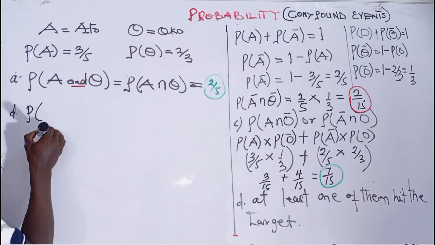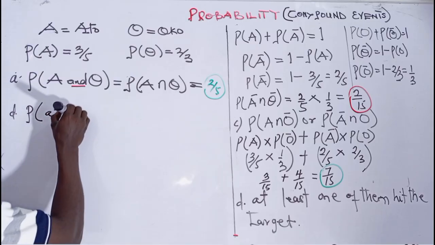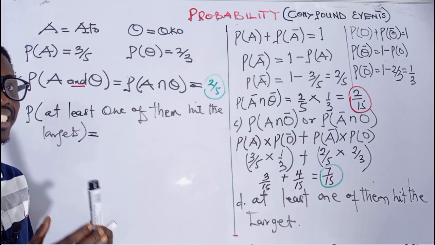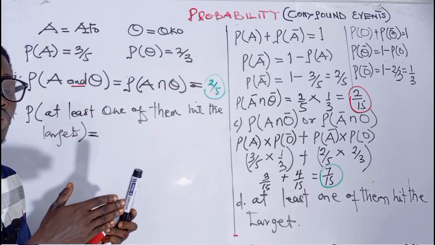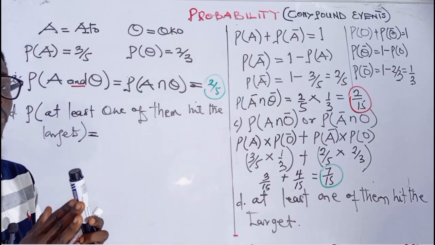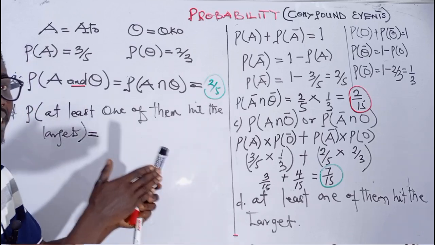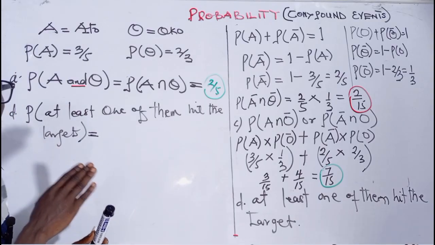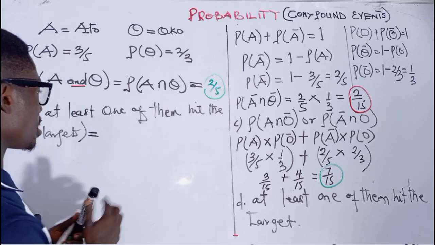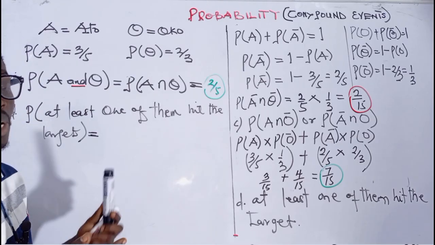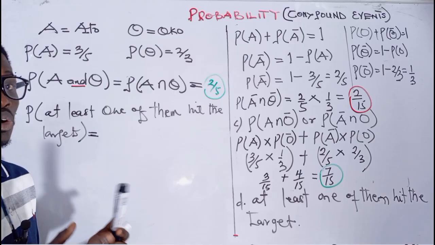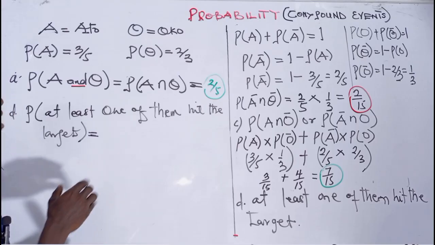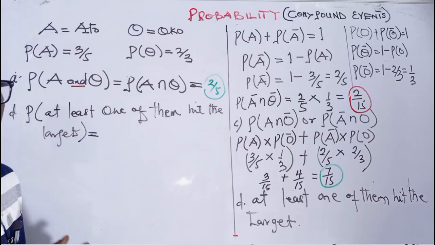So we have the probability that at least one of them hit the target. At least one of them hitting the target means that one of them should hit the target or two of them should hit the target. So we have one of them hitting the target or two of them hitting the target, and that is going to give us at least one of them hitting the target. With that, we can use the complementary rule to help us find this. We can also use the addition law, and then we are also going to use another approach to also help us find the probability that at least one of them hit the target.